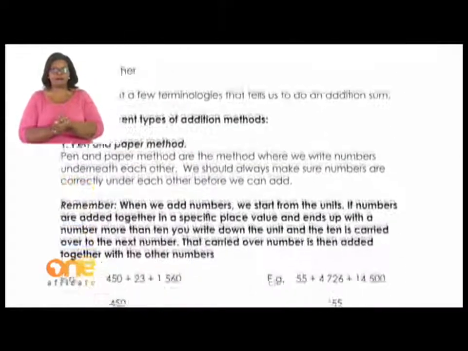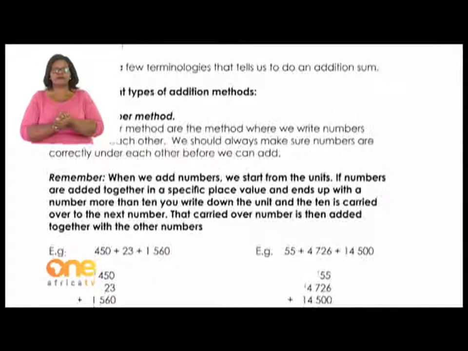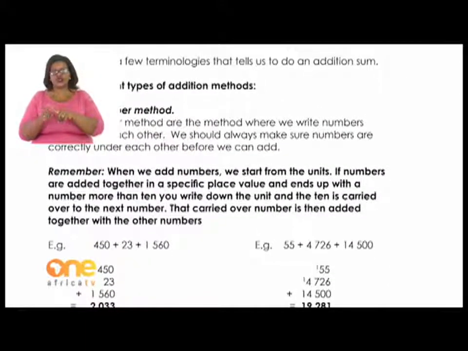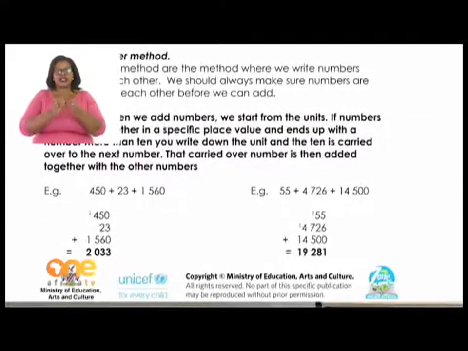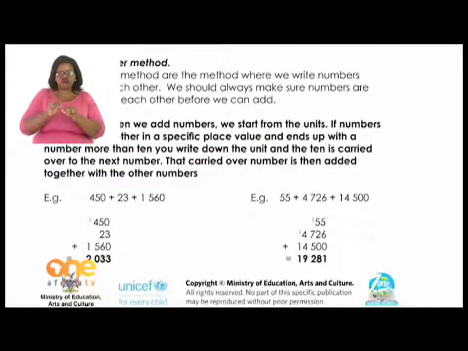Now let's start. We get different types of addition methods. Our first type is our pen and paper mode. Pen and paper mode is the method where we write numbers underneath each other. And here we should always make sure numbers are correctly under each other before we add. Pen and paper mode is how they taught us to write numbers in grade 3, grade 4. Now, let's see, how do we do pen and paper mode?